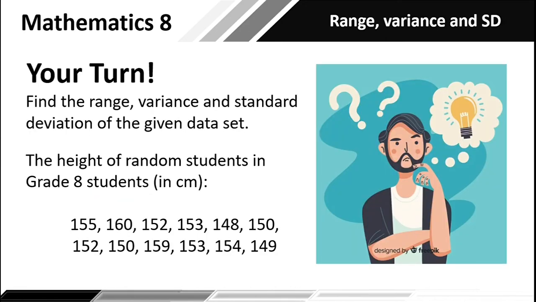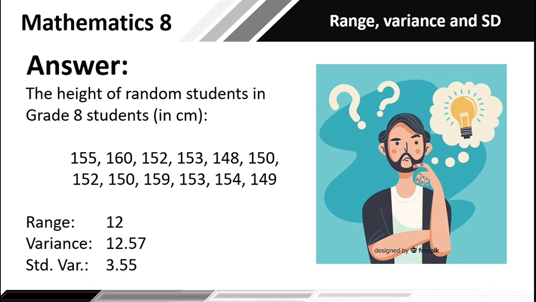Now it's your turn. Find the range, variance, and standard deviation of the given dataset. The heights of random grade 8 students in centimeters: 155, 160, 152, 153, 148, 150, and so on. I'll give you 2 minutes. Pause the video, and later on we will reveal the answers.